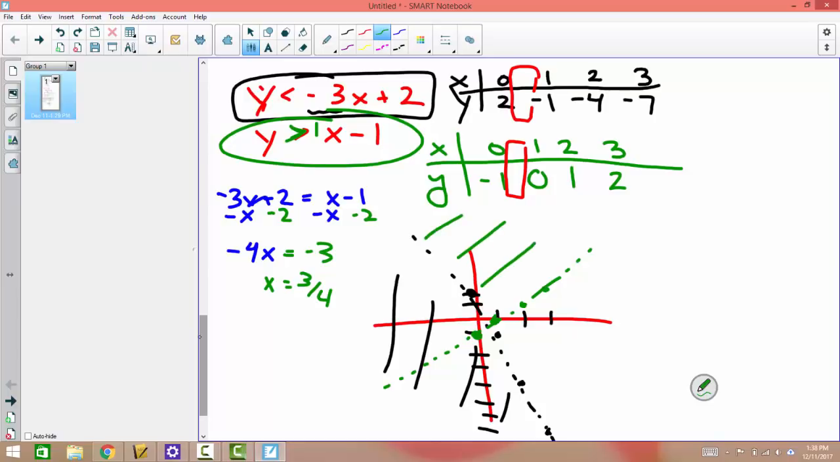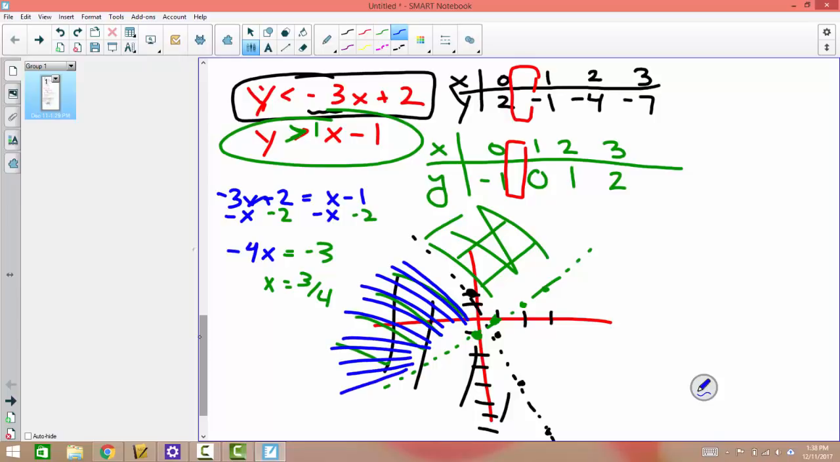So the answer, right here, is where it's double shading, which is right here. So any ordered pair point in this double shaded region is a solution. Now it is not a solution if it's on the dotted line, because the dotted line is less than or greater than. It does not have an equal to with it. So any and every ordered pair in that blue region is a solution. Awesome. All right, let's do another.